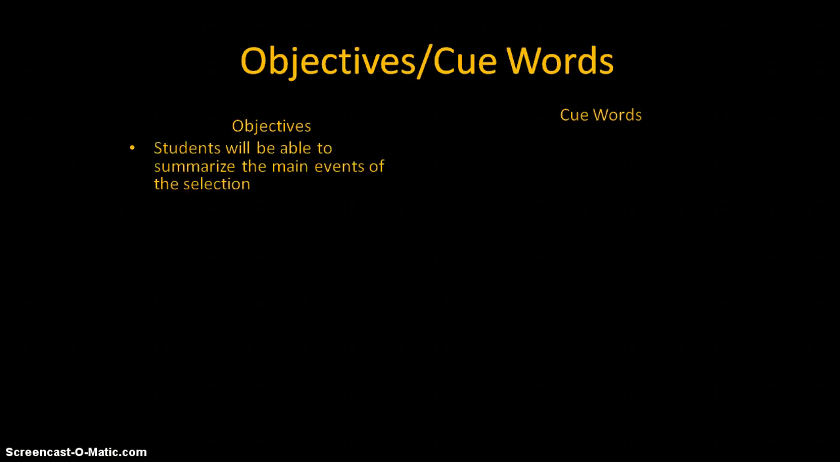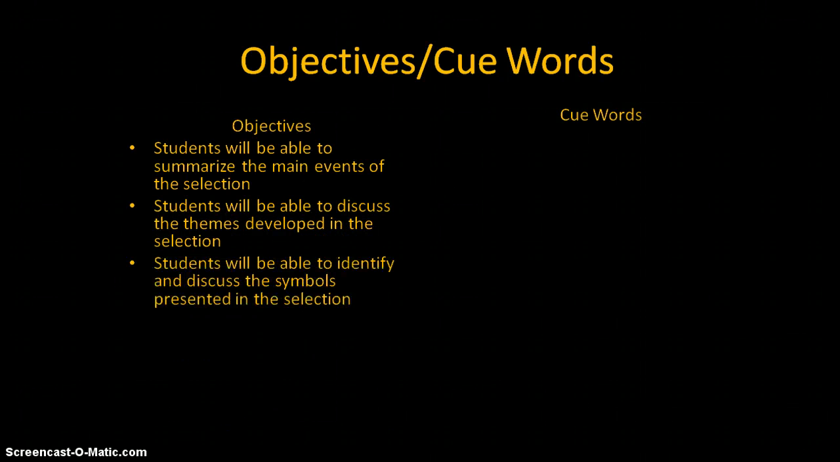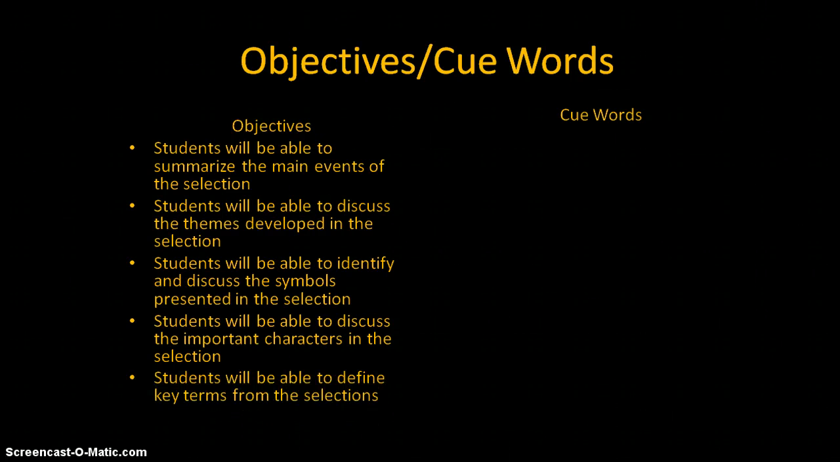Students will be able to summarize the main events of the selection. Students will be able to discuss the themes developed in the selection. Students will be able to identify and discuss the symbols presented in the selection. Students will be able to discuss the important characters in the selection. Students will be able to find key terms from the selections.